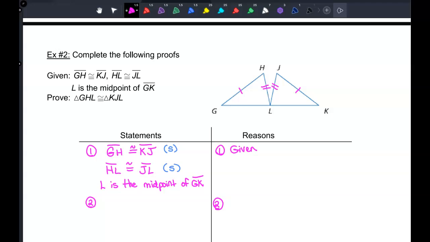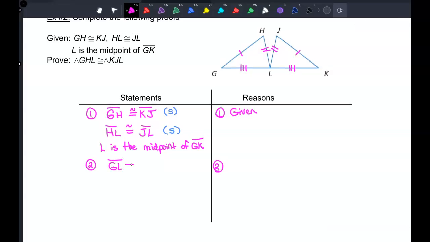Okay. So I either need another pair of sides congruent or another pair of angles congruent. So Aaron threw out side. But why? Because of the midpoint. Midpoint theorem is going to tell us if L is the midpoint of GK, GL and LK are congruent. So that's my third pair of sides. I have side-side-side. So this was midpoint theorem.